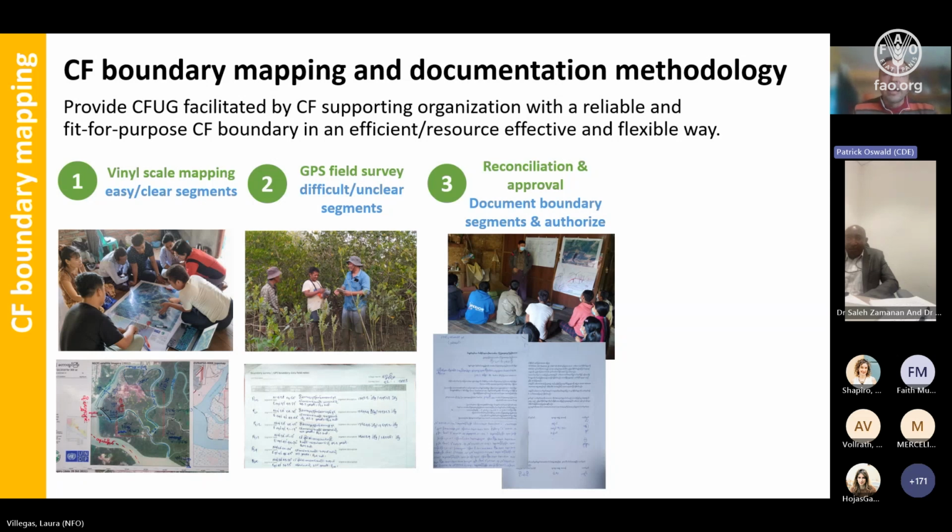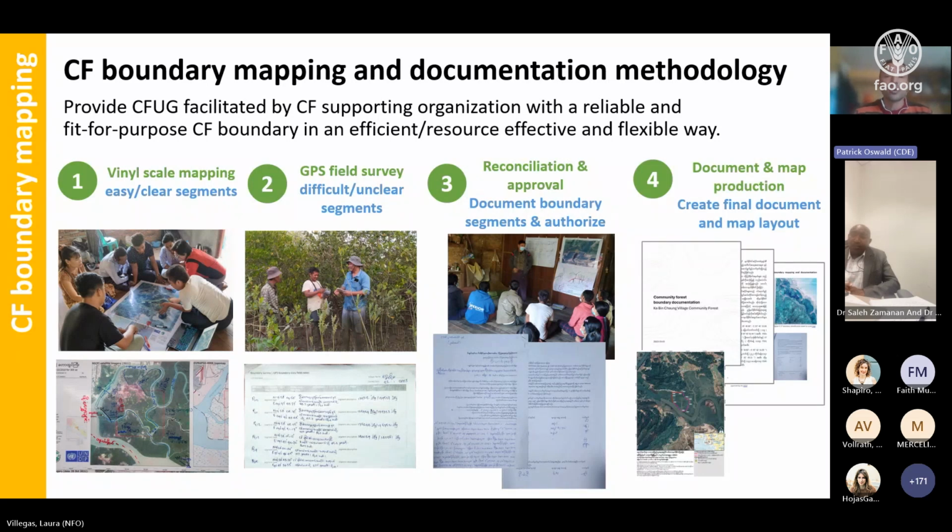As a third step in the process, the GPS data from the field plus results from the scale mapping are brought together, presented to the community forest user group, cleaned up, and then the boundary is documented in a textual form. The most important thing is that the boundary is described in a point and segment based way in textual form. And of course, the GPS points where they were needed are also recorded. The results are also either authorized, acknowledged, or endorsed by the community.